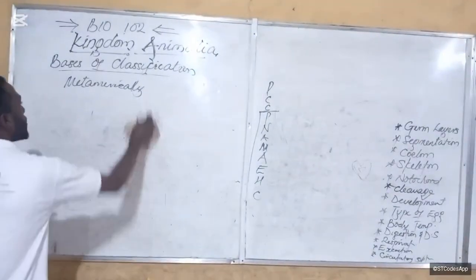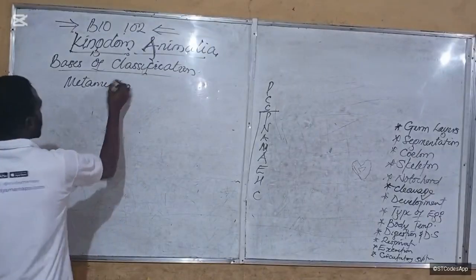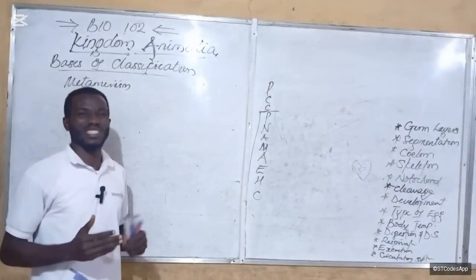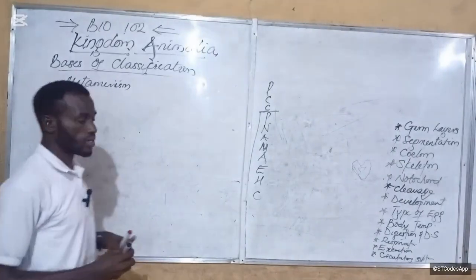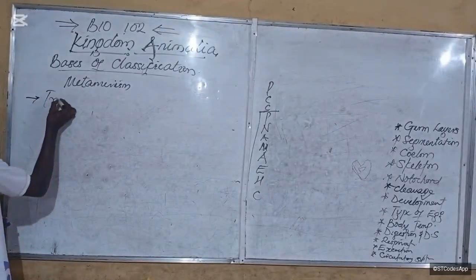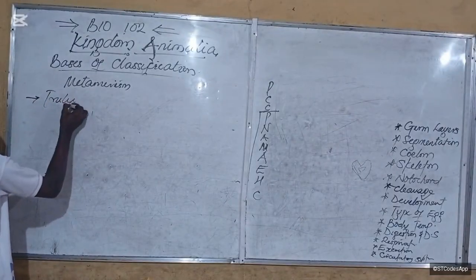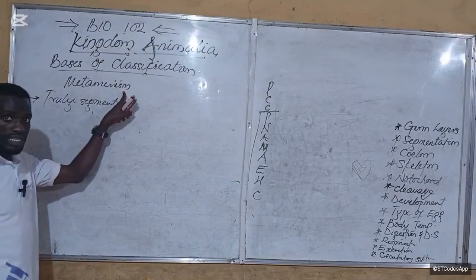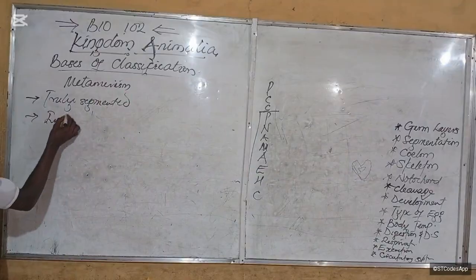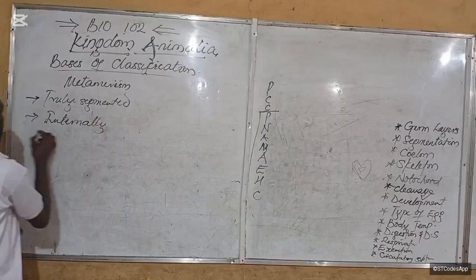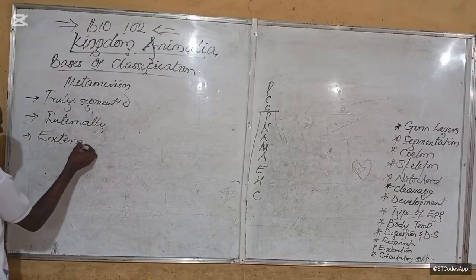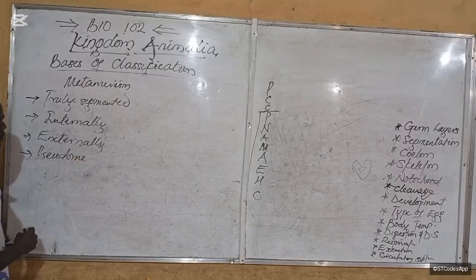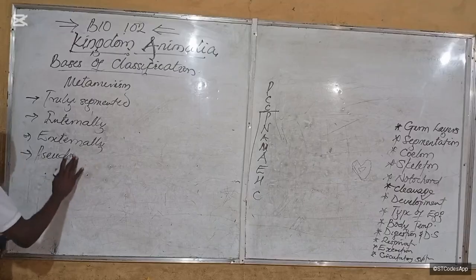Exactly, that's what I'm supposed to write. Metamerism. Okay, so metamerism is when an organism is segmented both internally and externally. So what that tells us is that an organism could either be truly segmented, that is metamerically segmented, or only internally segmented, or only externally segmented, or pseudo segmentation.